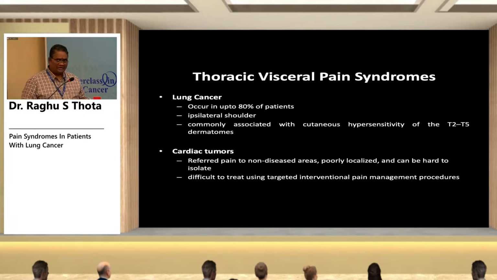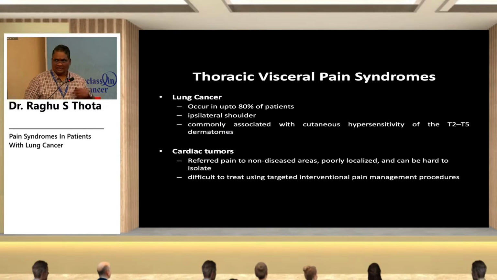Then the cardiac tumors, even though the heart is situated in the thoracic cage. It is a very rare tumor, a rare presentation, but just for completion's sake of thoracic visceral pain syndromes, I have included this. And here you see that there is a referred pain to the non-diseased areas.